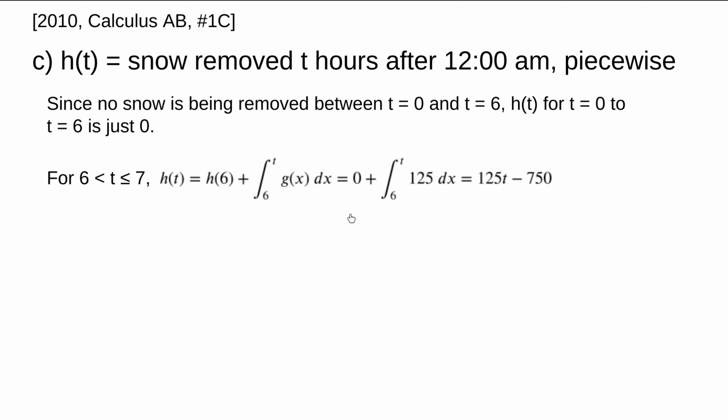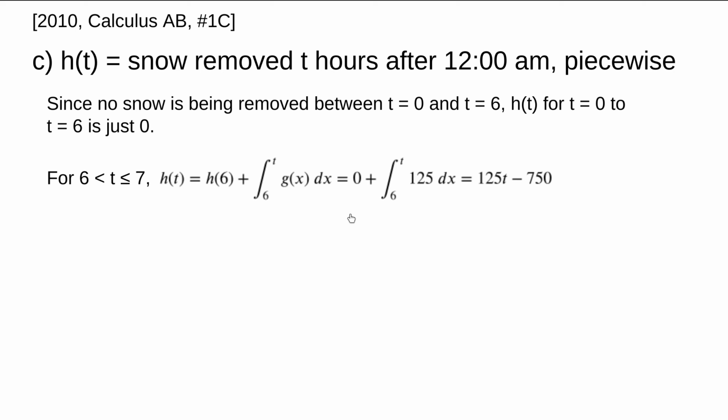All right, so the first interval is from 6 to 7, and the amount of snow that Janet is going to remove between 6 and 7 is going to be h of 6, which is how much snow has been removed specifically by 6 a.m., plus the integral from 6 to t of g of x dx. But we already know h of 6 is 0 since no snow has been removed up to that point. So we have 0 plus this integral.